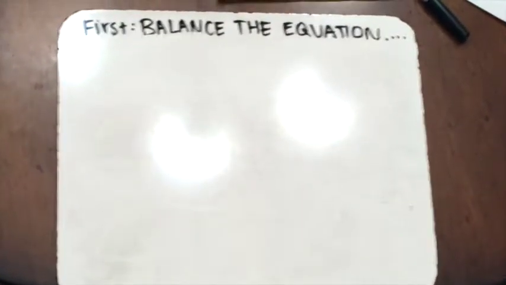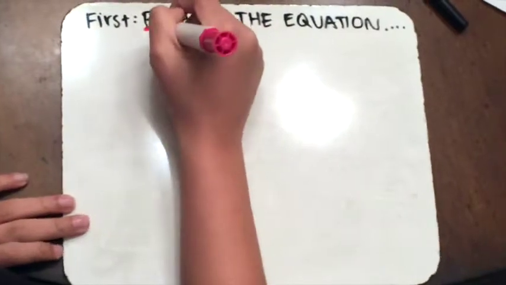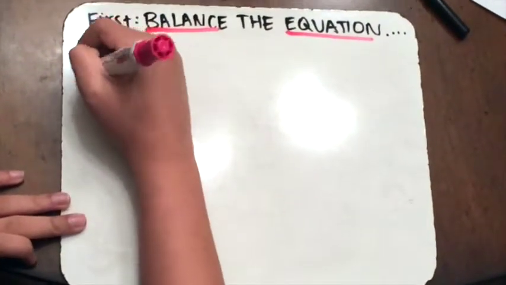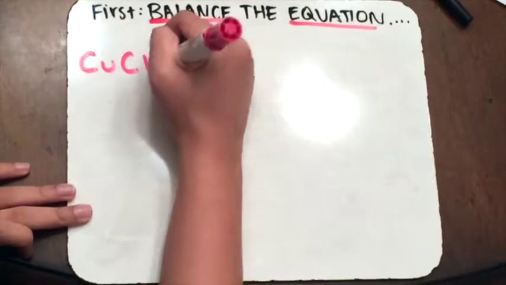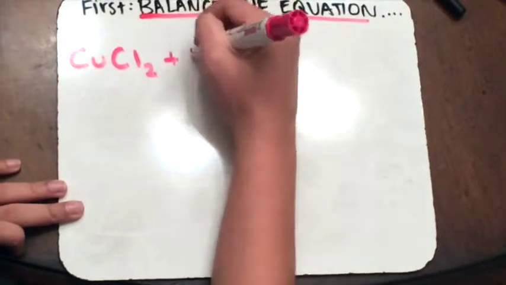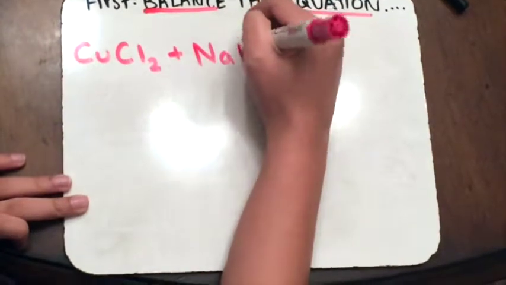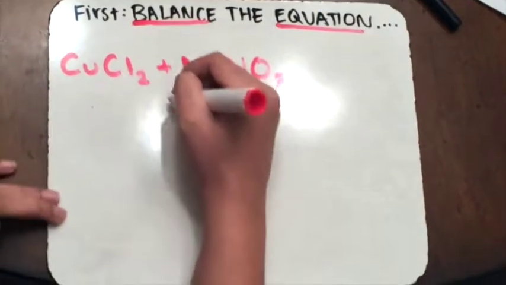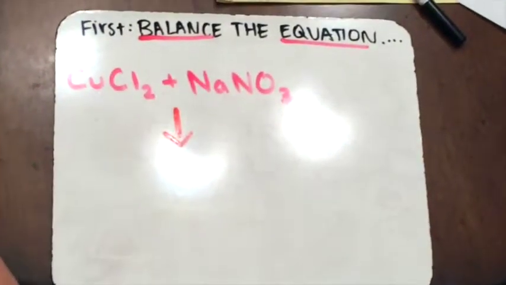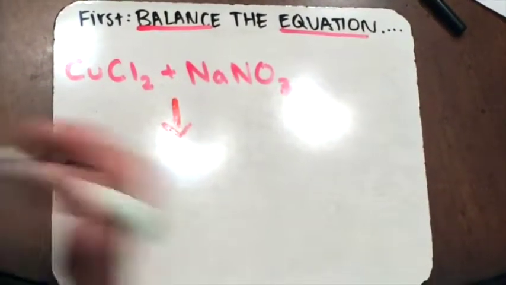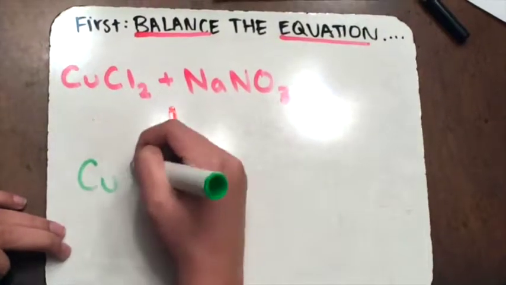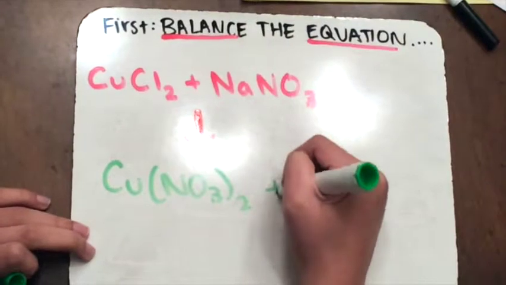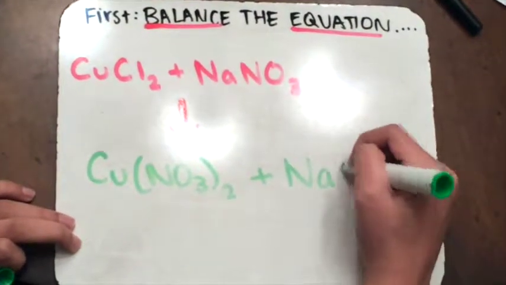So our first step, as always, is to balance the equation. So first I'm just going to write down the unbalanced equation from the original problem. And then I'm just going to write down right under each element how many atoms and molecules of that element there are. So you can see I have 1 copper, 1 sodium, 2 nitrates, and I'm making sure that the number in the reactants is equal to the number in the products.